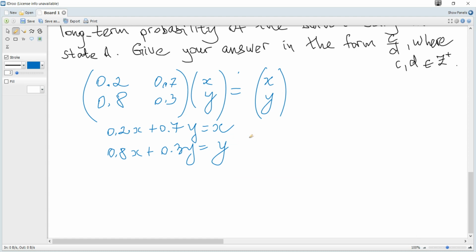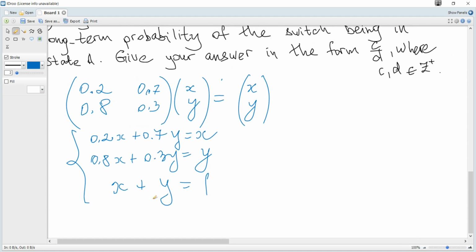And notice that such equations are dependent. It looks like x plus 2y is 10, and 10x plus 20y is 100. So there are infinitely many solutions, and to get a solution, you should add one more equation. What equation? That the sum of these entries is 1. It means the total probability is 1, together with x plus y is 1. It's very important, otherwise you cannot get the answer.